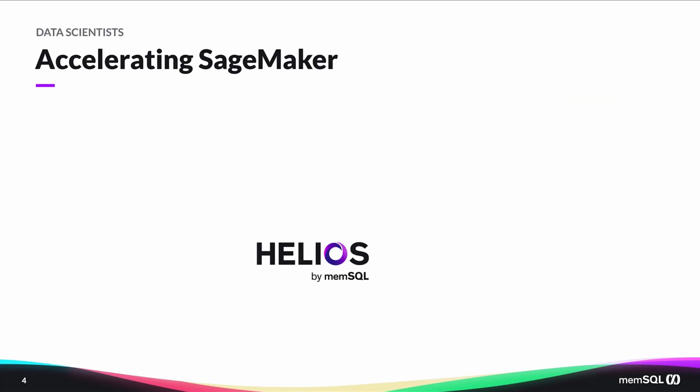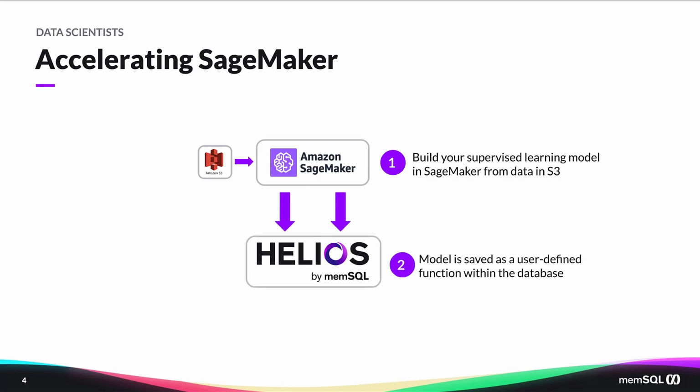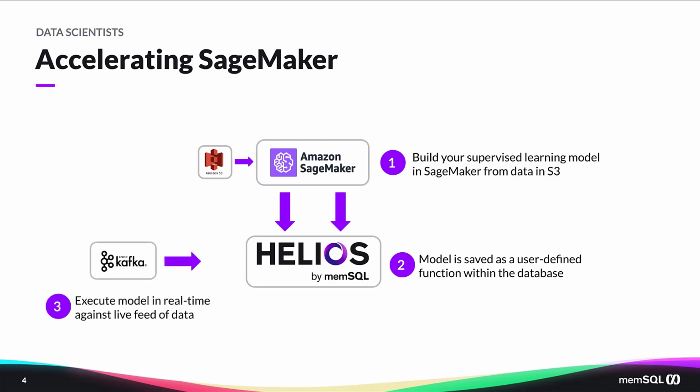So let's now talk a little bit about how MemSQL Helios accelerates AWS SageMaker. What you'll see today is our ability to leverage SageMaker with data sitting in S3 to build a supervised learning model. You'll then push that model into MemSQL Helios, and that model is then saved as a user-defined function within the database. We'll wrap up today's discussion by executing that model in real time against a live feed of data coming from Apache Kafka. Let's dive in.